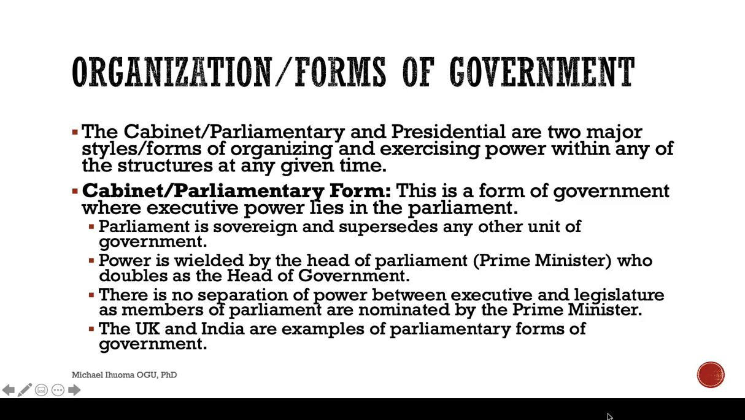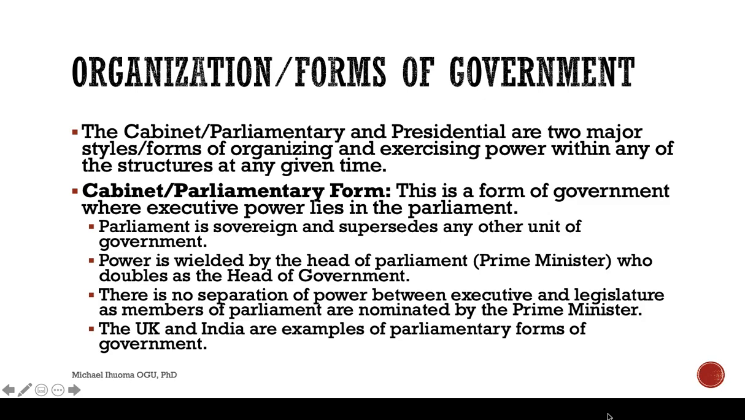All right. Now, the parliamentary form or style of governance is one where executive powers lie in the parliament, in the lawmaking, in the legislature, basically. Lawmaking powers, executive powers lie in the legislature. The legislature is the arm of government that has the lawmaking powers, but executive powers equally lie in that arm of government. That is what we mean by the parliamentary form of government.